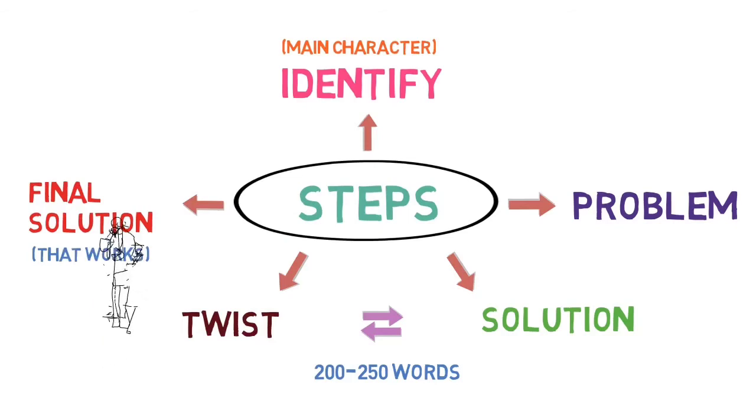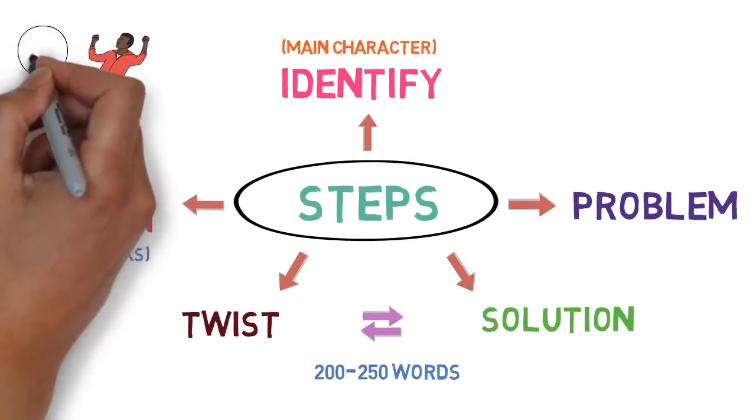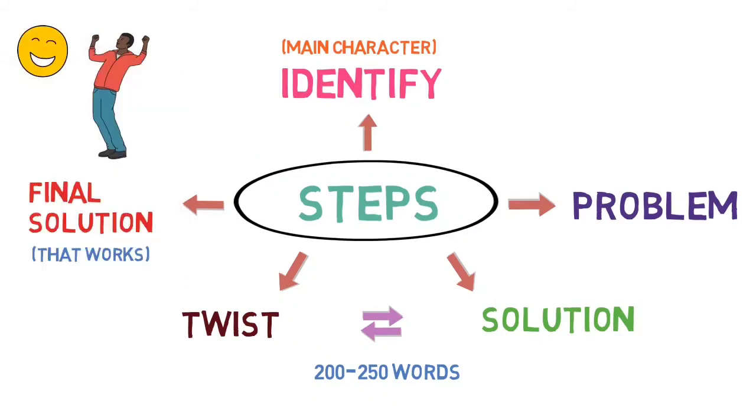And the final solution, the climax, that is the achievement, the final solution for that. So remember: identify the main character, and second is the problem. Some problem will be there, and to solve that problem there is a solution, and the twist will be there, and lastly the final solution to the climax of the story. So these are the small steps to write a story in a different way. How do we express it? With a happy end for the story.